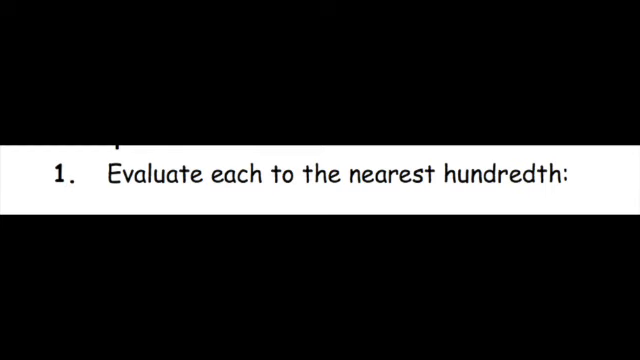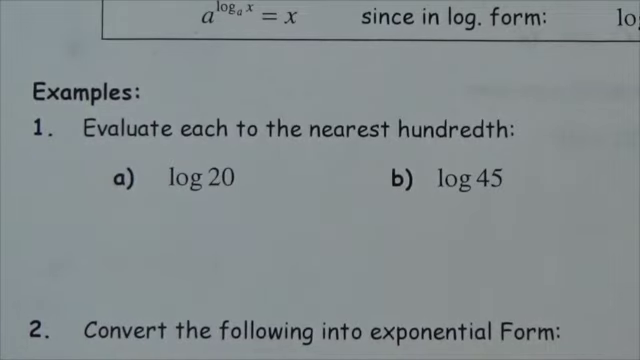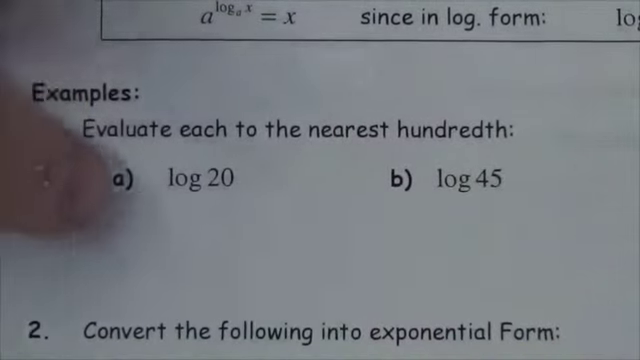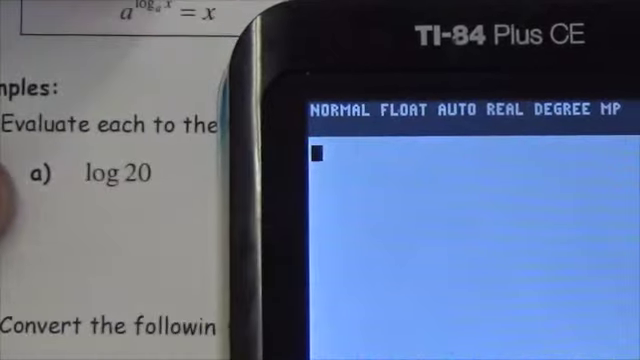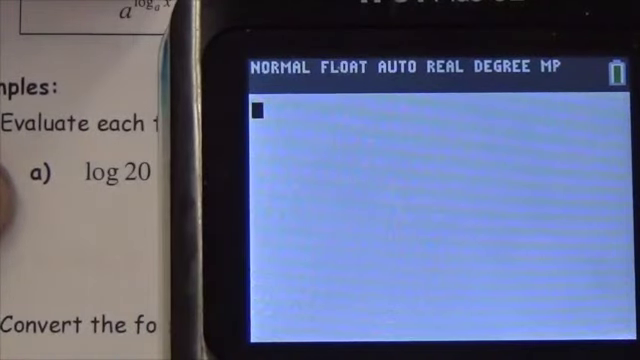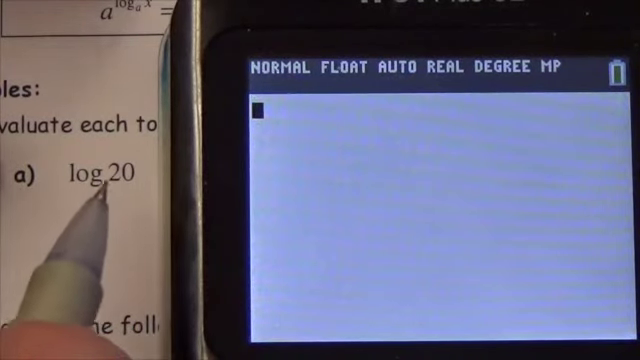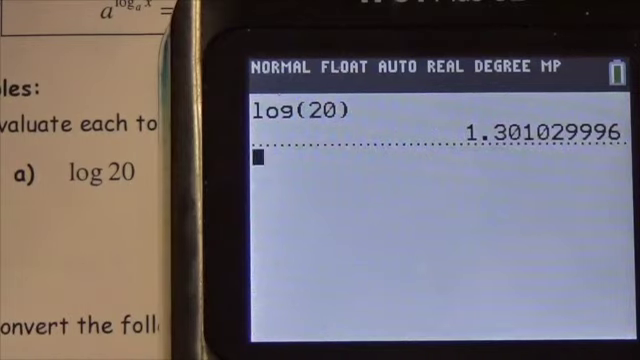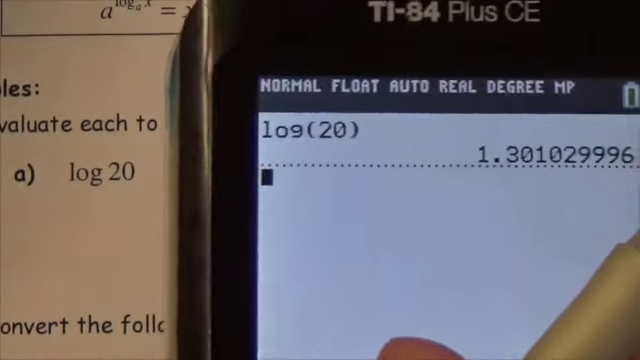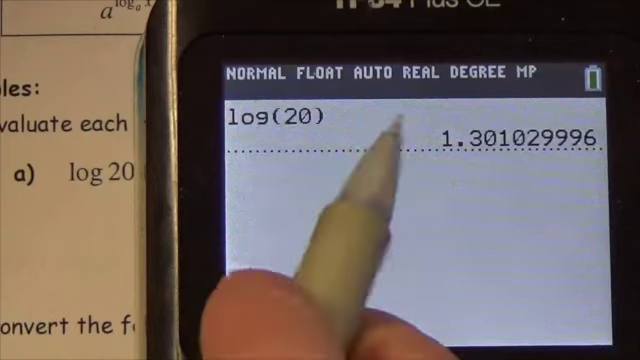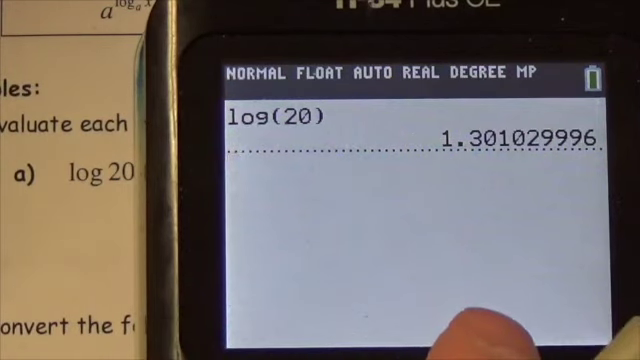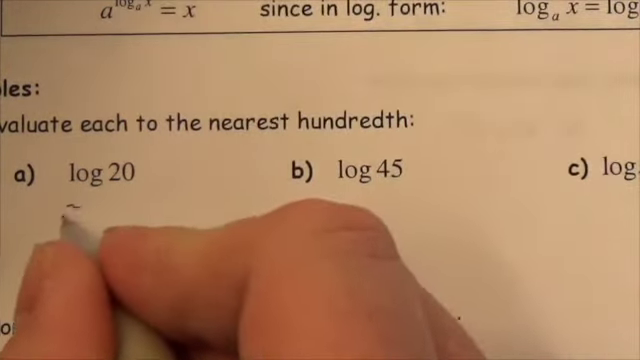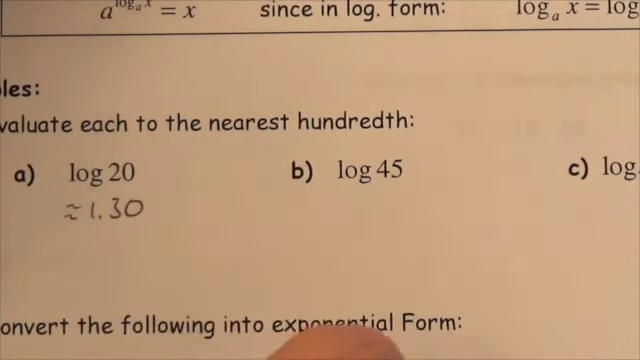Evaluate each of the following to the nearest hundredth. So we just got to evaluate some logarithms here. This is the common log of 20. Now, I wish I could tell you that 20 was some sort of power of 10. The base here is 10, but 20 isn't a power of 10. So let's just do log of 20 and see what we get. The question said round to the nearest hundredth. So what do we get? We got 1.30. My calculator's got that common log. So this is going to be approximately 1.30.